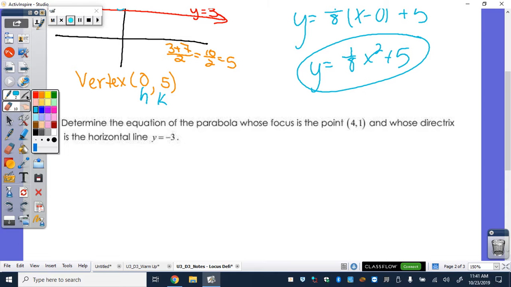Number 3, determine the equation of the parabola whose focus is the point (4, 1), and whose directrix is the horizontal line y equals -3. So again, I'm going to sketch myself a picture. The focus is the point (4, 1). So that would be approximately over there. Got to go to the right 4, up 1. And my directrix is the line y equals -3.